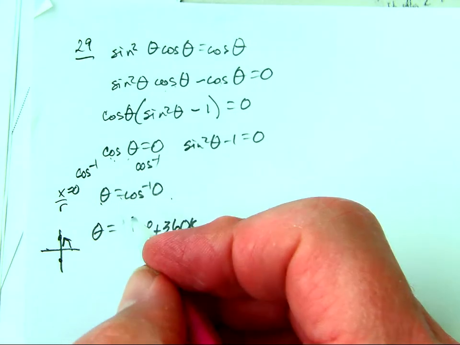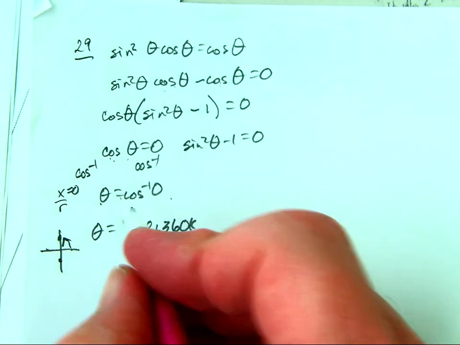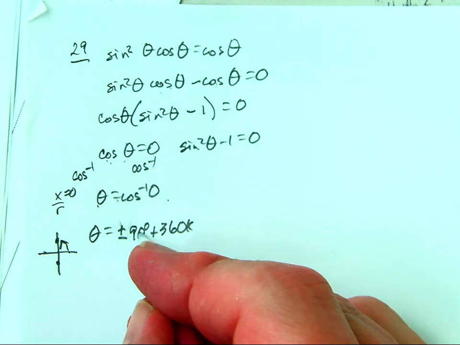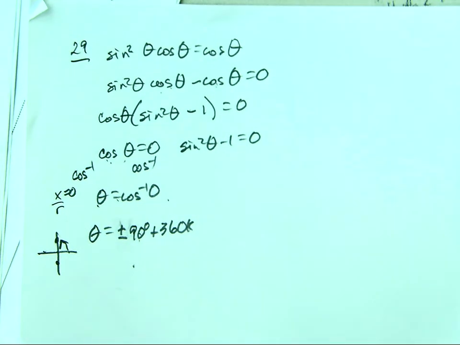Remember, with cosine, if we just find one answer, we can put a plus or minus in front. So you could do that on this one, since it's quadrantal. You could put 90 and 270 also. That'd be the same as putting plus or minus 90.